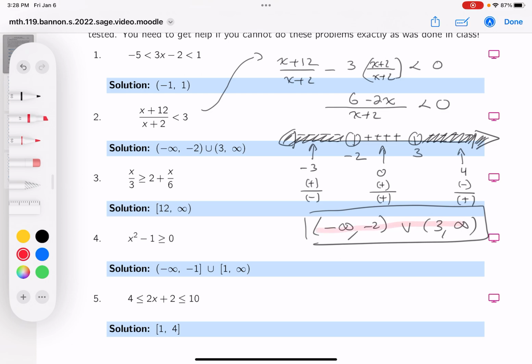Look at the answer that you have obtained by your work, and look at the answer that we're listing over here, and they should be the same answer.